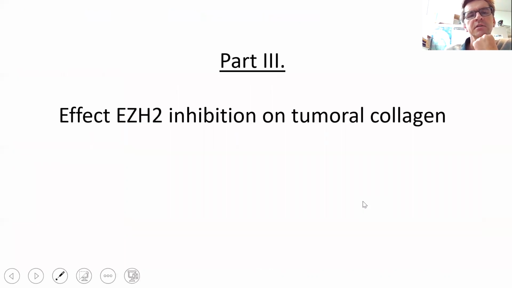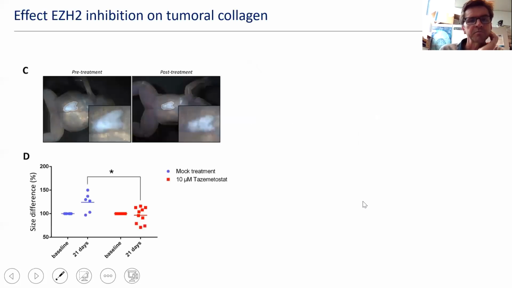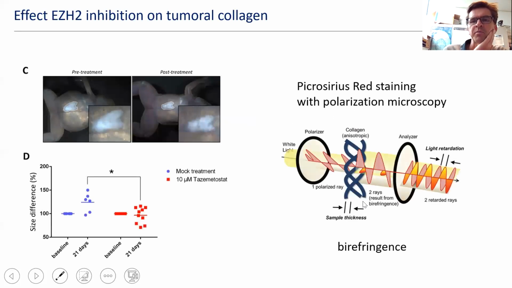So now EZH2 inhibition seems to shrink the tumors, but what we do not know is why they shrink. We're not able to detect changes in proliferation, but of course these tumor cells are slowly proliferating. We do not see changes in apoptosis. So we reasoned, maybe there is a difference in the organization of the tumor, more particularly in the organization of the collagen, which is prominently present in these desmoid tumors. For this, we applied Picrosirius red staining together with polarization microscopy, and birefringence allows us to look at the organization of the collagen fibrils.